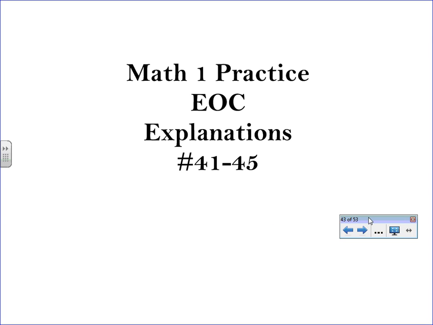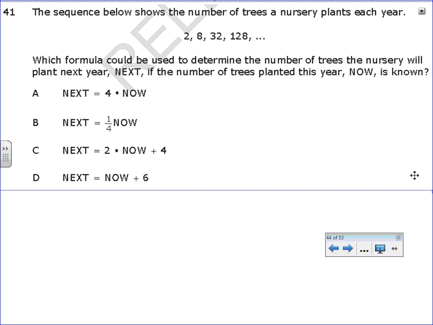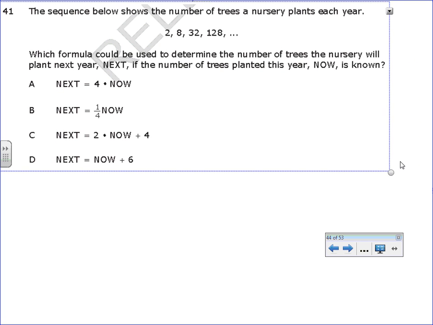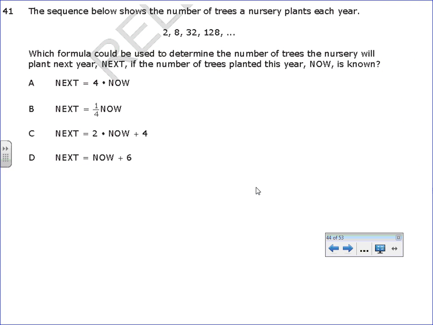In this video, we're going over the Math 1 Practice EOC, problems 41 through 45. Okay, for the first problem, number 41, it says, the sequence below shows the number of trees a nursery plants each year. Which formula could be used to determine the number of trees the nursery will plant next year, if the number of trees planted this year is known?